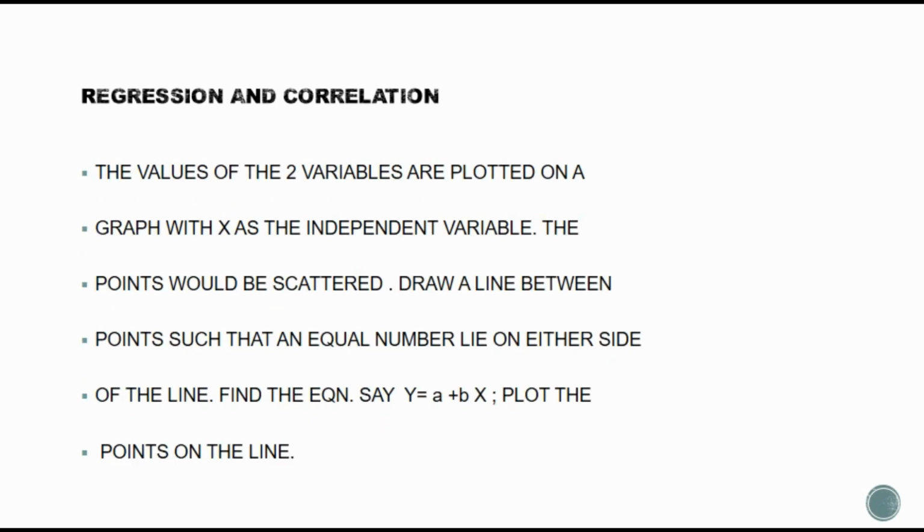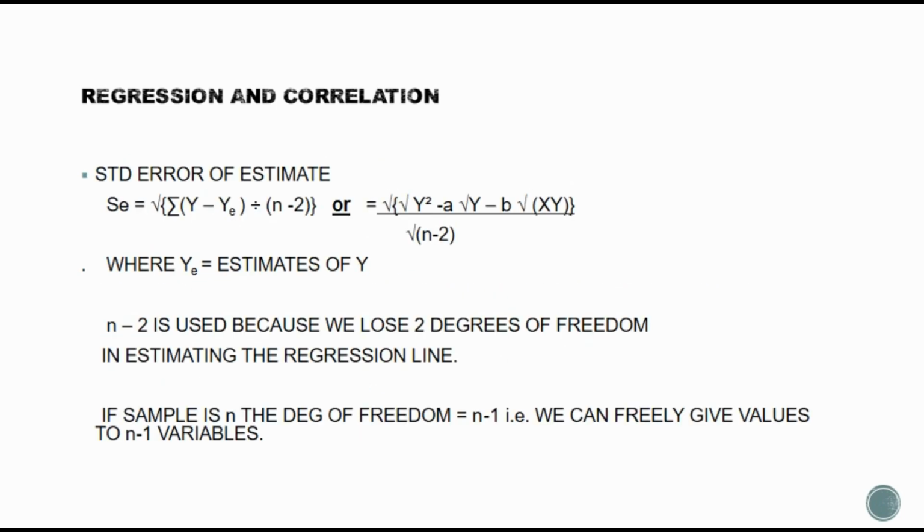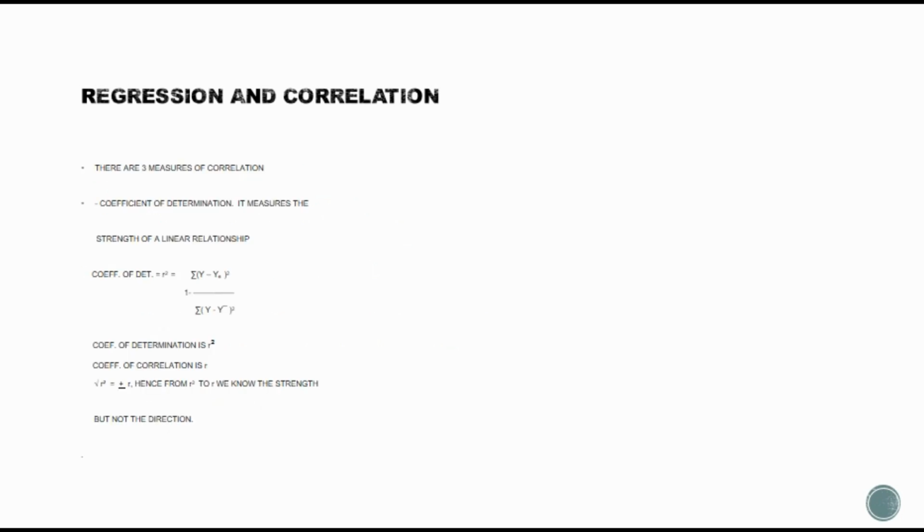The values of the two variables are plotted on a graph with x as the independent variable and the points would be scattered. You need to draw the line such that an equal number of points lie on either side of the line. Okay. These are the formulas. You can write them down.